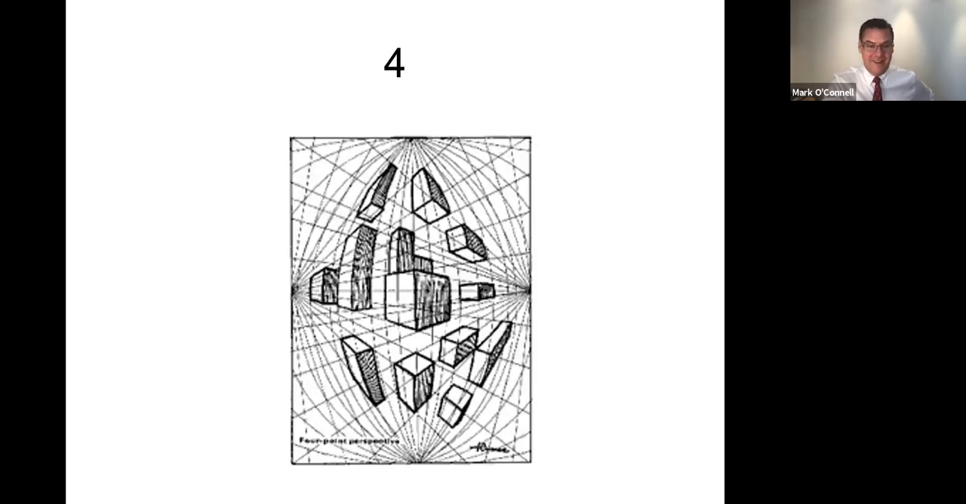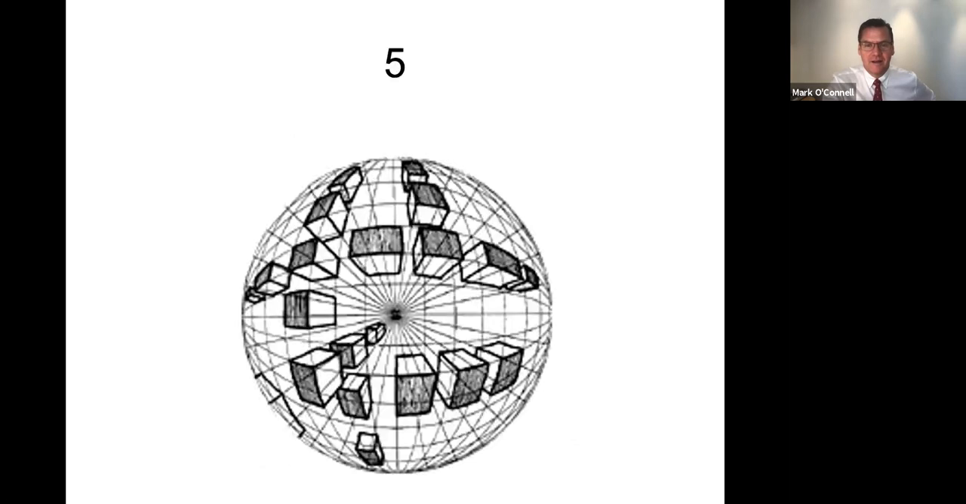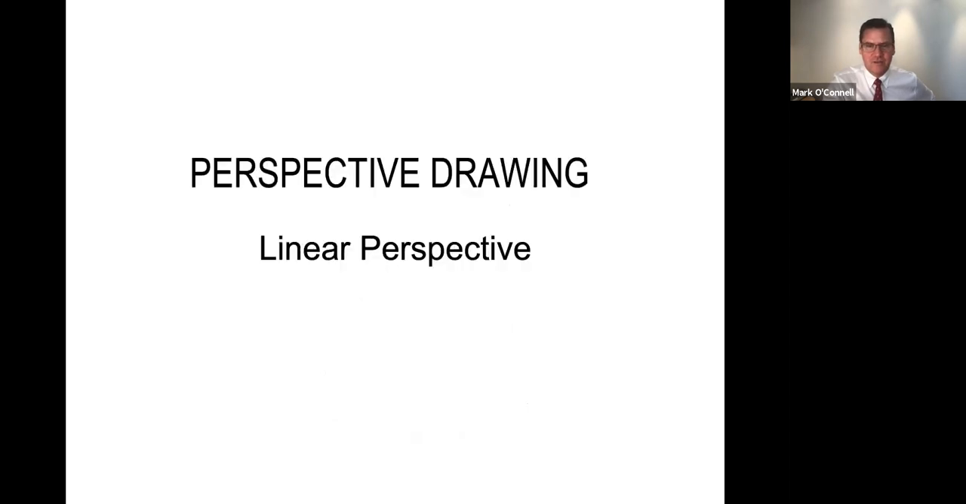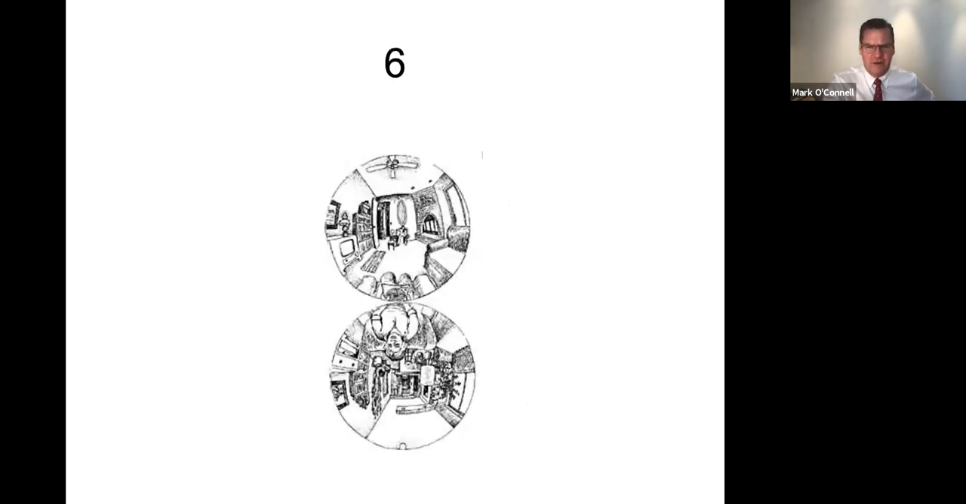Oh, there's 4. So you could have 4 vanishing points. This is when things start to get really trippy. 5 vanishing points. 6 vanishing points. 6 is when you have things behind you and in front of you, and it gets crazy. Yeah, Elle's head is exploding right now.